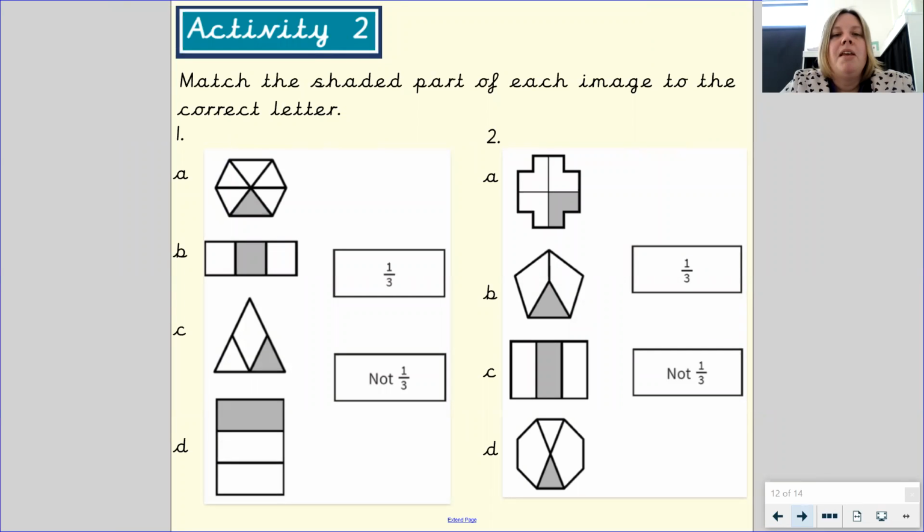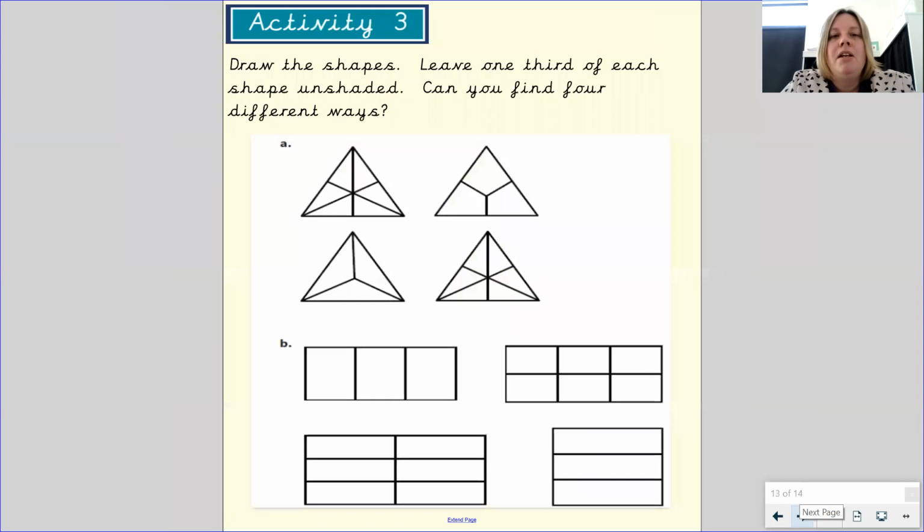Activity 2. Match the shaded part of each image to the correct letter. So you've got 1/3 and not 1/3. So it'd be a really good idea if on your board you wrote 1/3 and not 1/3 and wrote the letters next to the boxes for me. Draw the shapes. Leave 1/3 of each shape unshaded. Can you find 4 different ways?